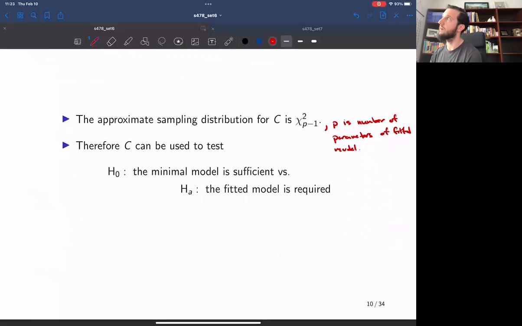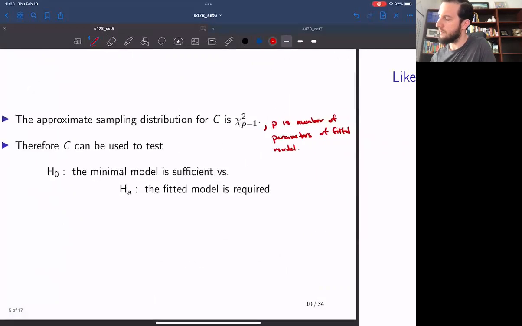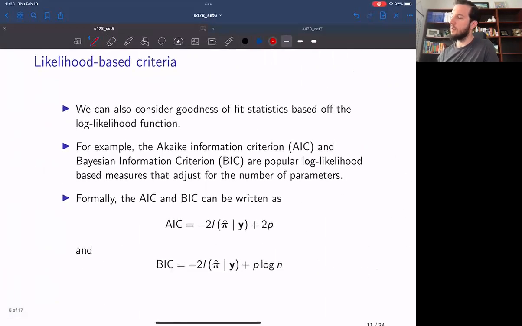The n's cancel out, and then we have negative P plus 1. Okay, so that's our first test. We can use that test to test whether or not the fitted model is required, but rejection would indicate the fitted model is required, whereas with the deviance, lack of rejection indicates that the fitted model is sufficient. There's two other likelihood-based criteria that we can discuss.